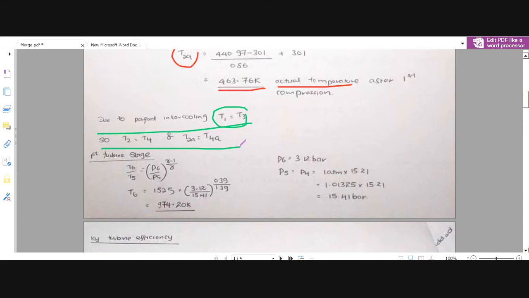So that is also done. So then the next thing, what is the next thing? Next thing is the turbine scenario.